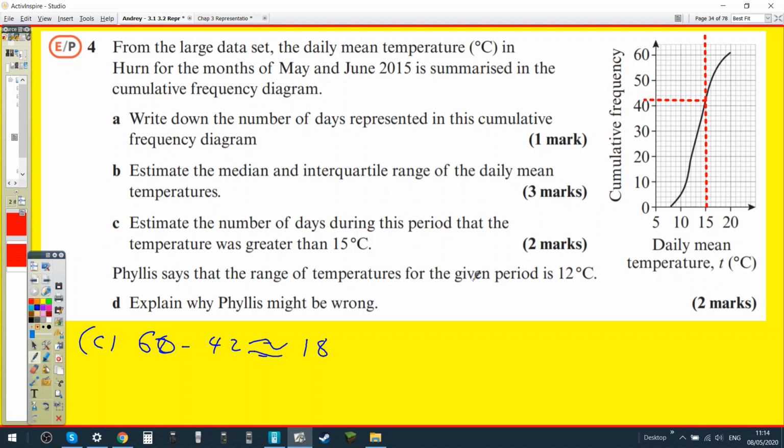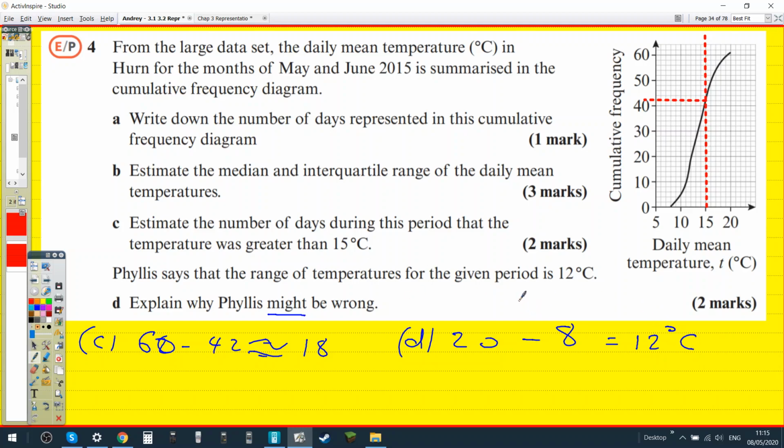How about question D? To get the range, do I need to do the temperature of 60 and then the temperature of 0 and then take them away from each other? Yeah. Go on. So the temperature for 60 is about 20 and the temperature for 0 is about 8. Mm-hmm. And so 20 minus 12.